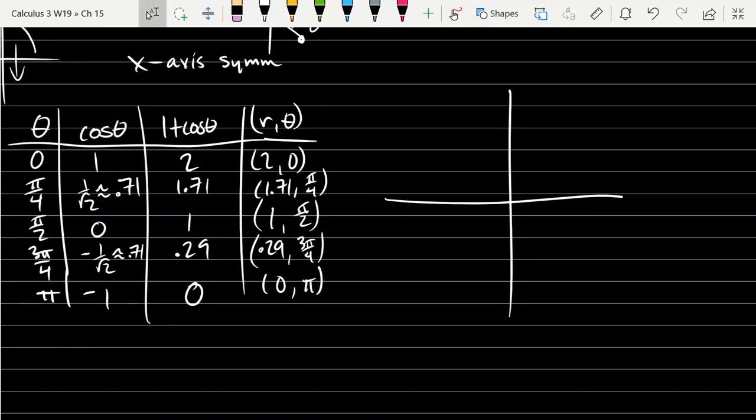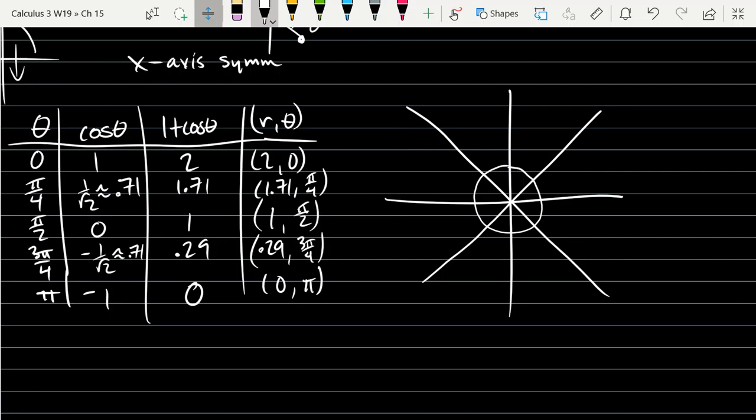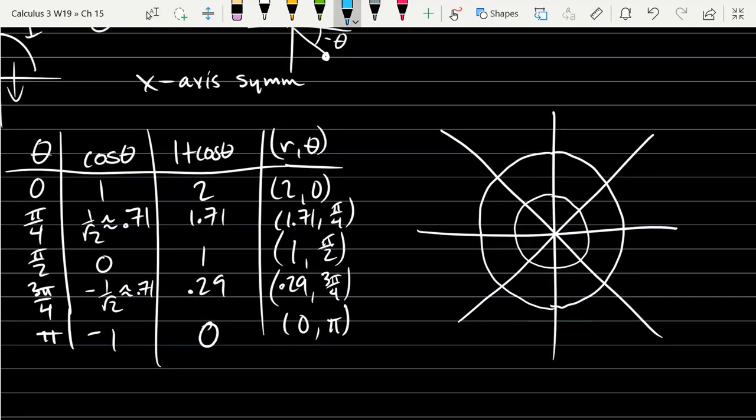On polar graph paper, I don't have to go too crazy with angles because I didn't use that many angles. I'm only going to write out my pi over 4, 3 pi over 4 lines like this. My biggest radius is 2, so I'm making a bullseye, once for radius 1 and once for radius 2. And then plot all these points. I'm going to use blue here. So I have 2 with an angle 0, pi over 4, 1.71, pi over 2, 1, 3 pi over 4, 0.29, and then 0.